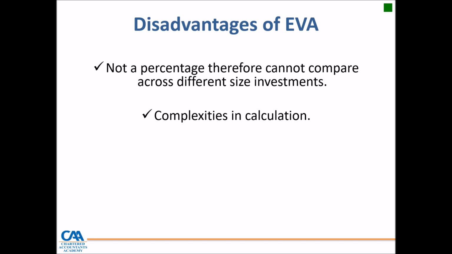And the other disadvantage is there are complexities involved in the calculation. As highlighted, we need my operating income after tax plus or minus adjustments. I'll need to calculate my weighted average cost of capital, and I'll need my investment, which sums up the complexities involved in the calculation.